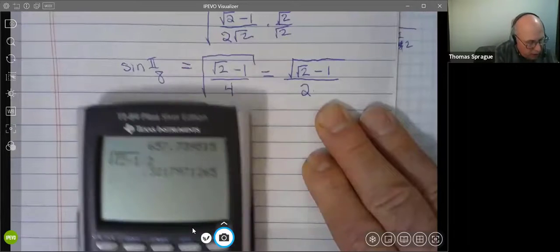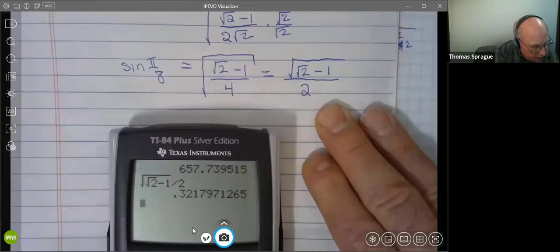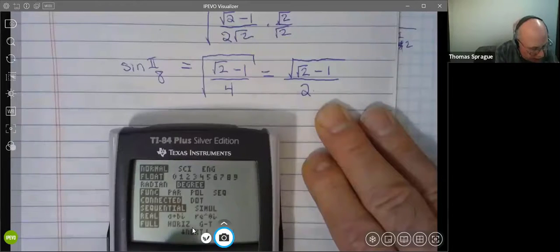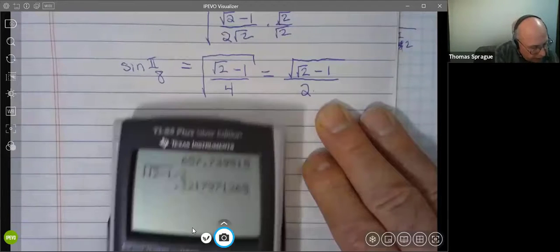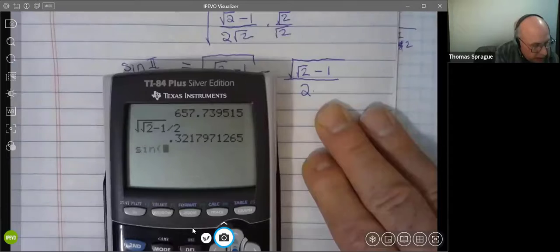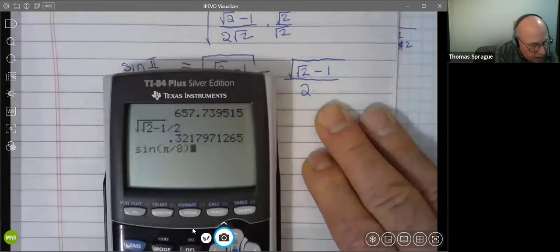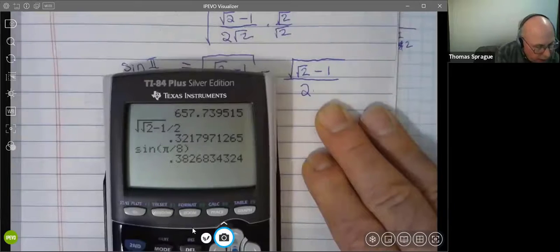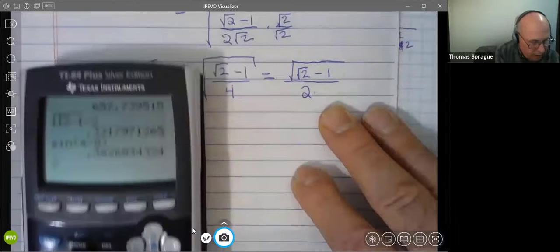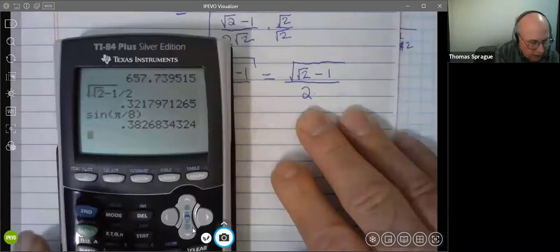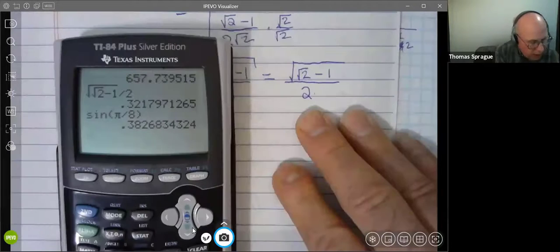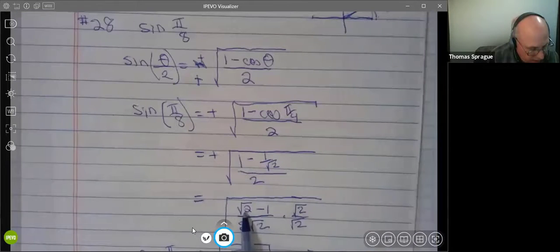And then I could also try this. First of all, let's get into radian mode. And then take the sine of pi divided by 8. And they don't quite agree. Uh-oh. All right, let's try again.